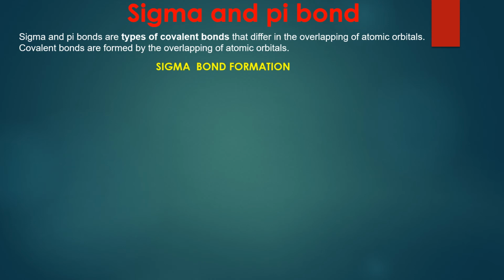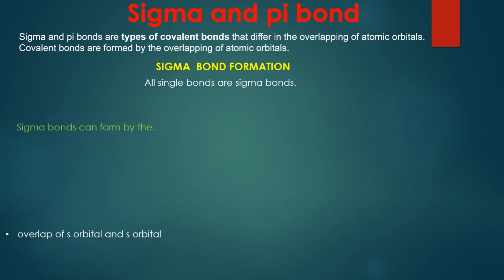First, we are going to be looking at the formation of a sigma bond. Sigma bonds are single bonds. So all the bonds that are formed in a molecule which are single, they are sigma bonds. Let's see some of the ways in which a sigma or single bond can be formed between the atoms.